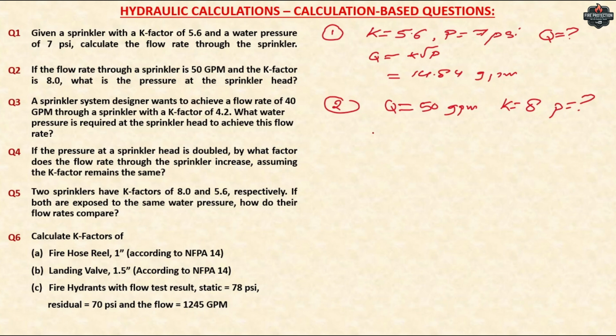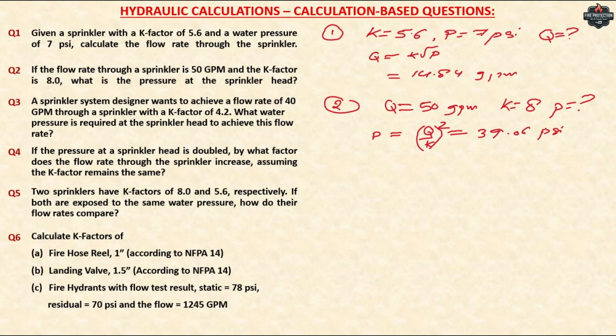How much is P? No problem. You just reverse the equation. That means you can write P is equal to (Q by K) the whole squared. Correct? And put all the values, Q 50, K 8. So we'll get P is equal to 39.06 psi. Correct? Understood? Right.